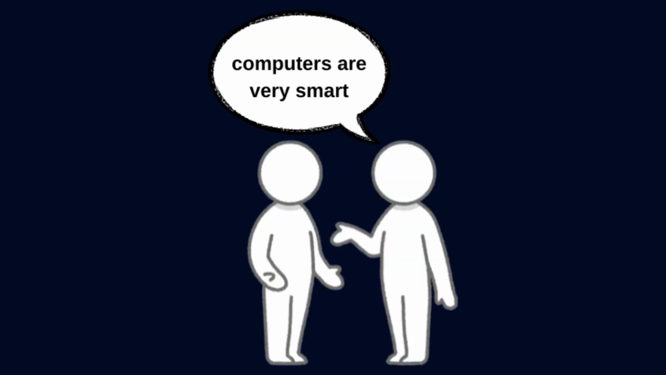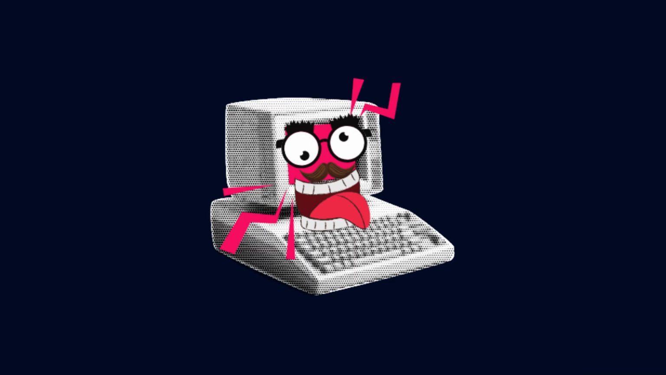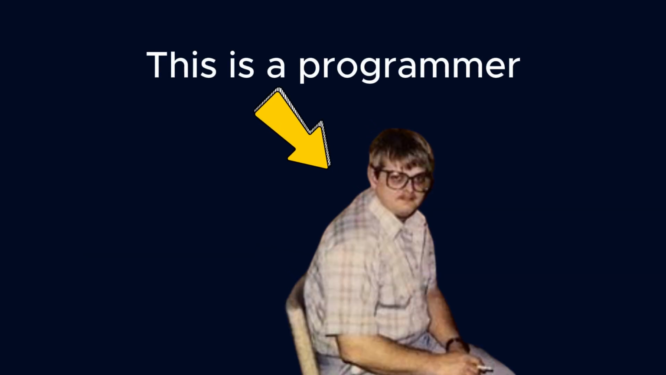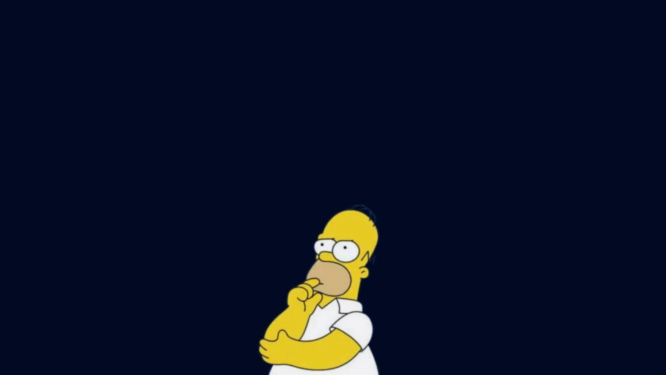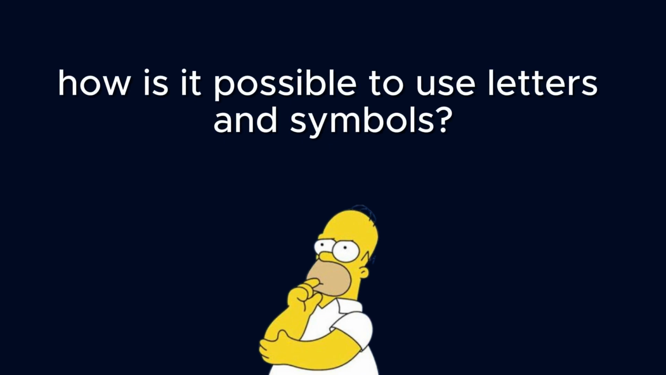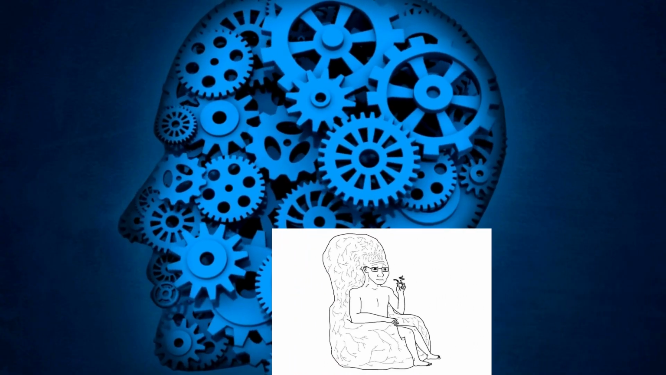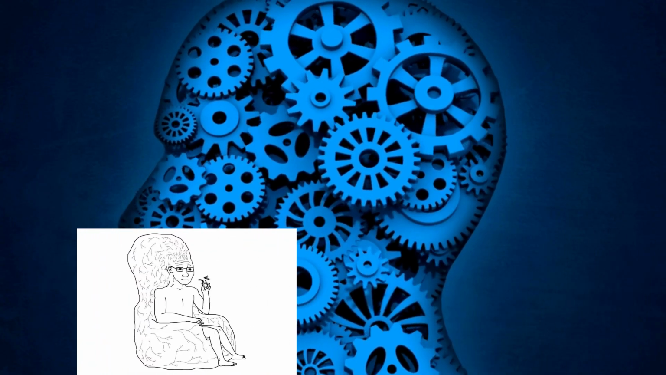If you've ever heard sayings like, "computers are so smart," know that this is completely wrong. Computers are the dumbest machines in the world. They only understand two things: 0 and 1. Without programmers, computers do absolutely nothing. You might be wondering now, if computers only understand zeros and ones, how is it possible to use letters and symbols? This is where the magic of encoding, or rather human ingenuity, comes in.